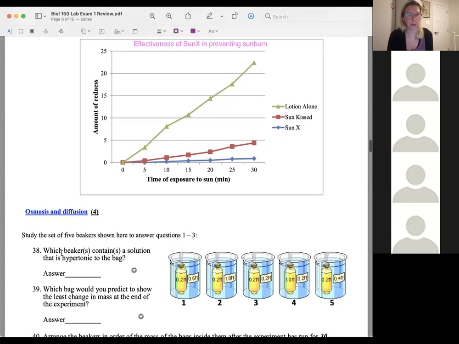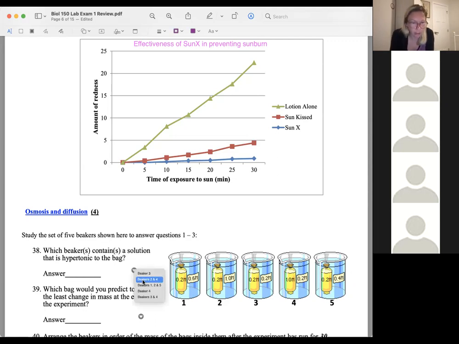Okay, so we're looking at these beakers that contain these osmotic bags of solutions, and the beakers and solutions have these different molarities that are listed here. So which beaker contains solution that is hypertonic compared to the bag? Beakers 1, 2, and 5. Correct. Yeah. So 1, 2, and 5.